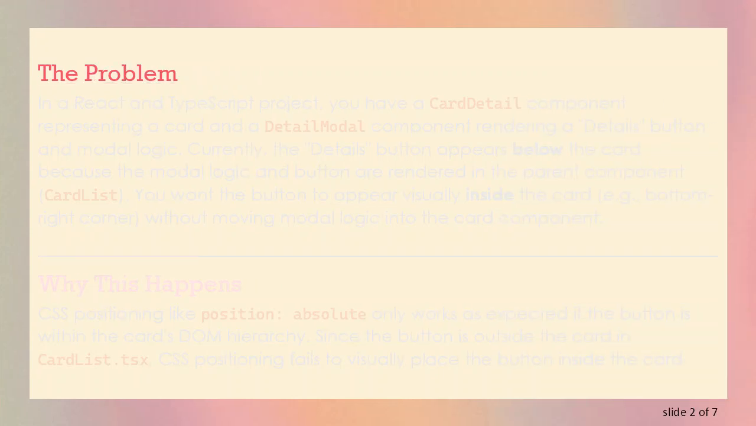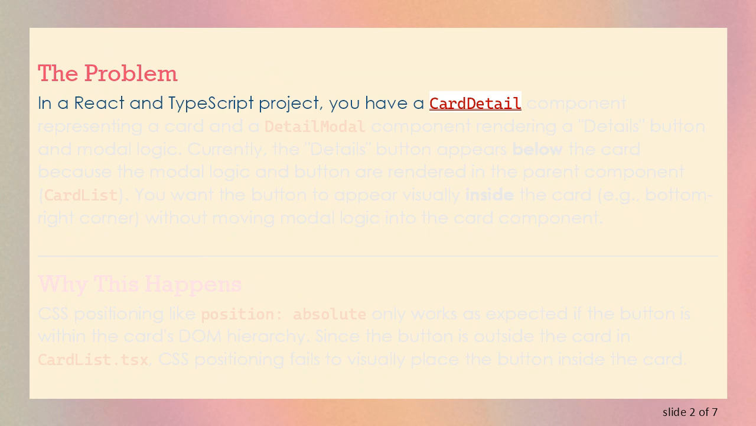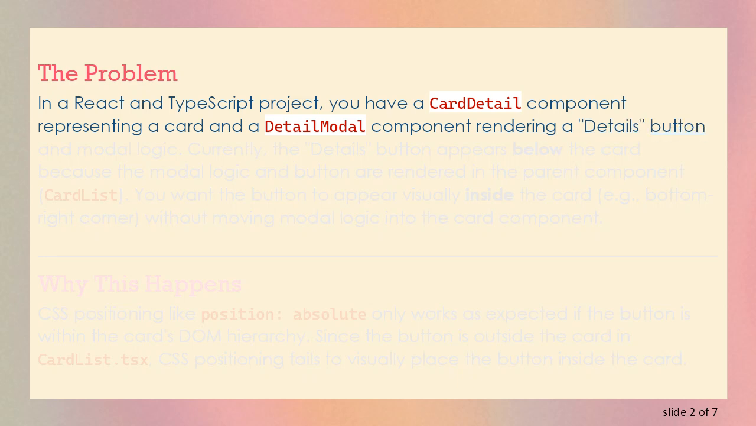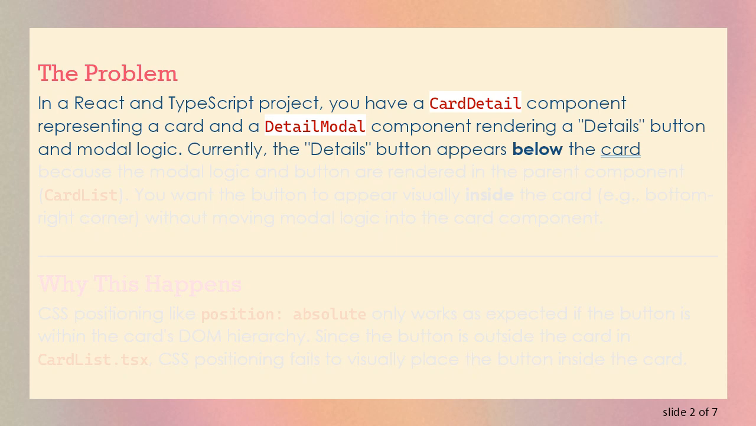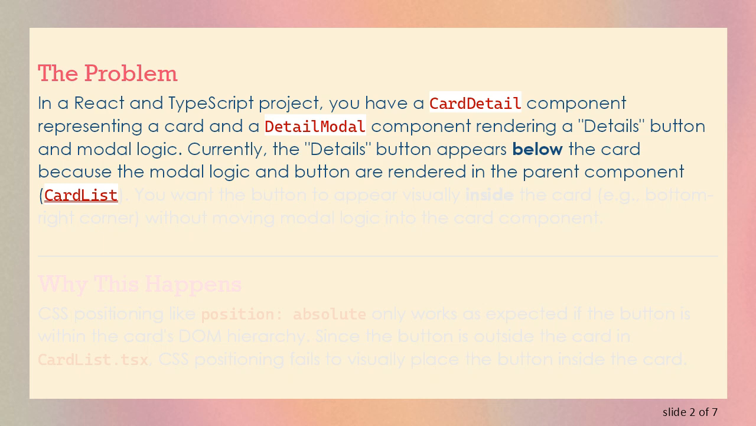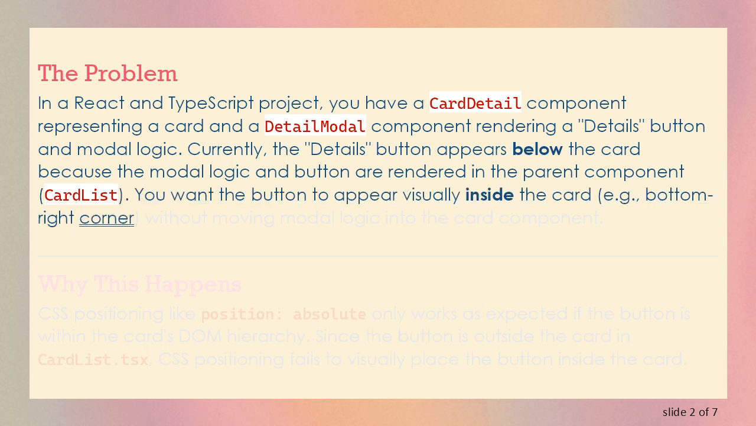The problem. In a React and TypeScript project, you have a CardDetail component representing a card and a DetailModal component rendering a Details button and modal logic. Currently, the Details button appears below the card because the modal logic and button are rendered in the parent component, CardList. You want the button to appear visually inside the card, for example, in the bottom right corner, without moving modal logic into the card component.